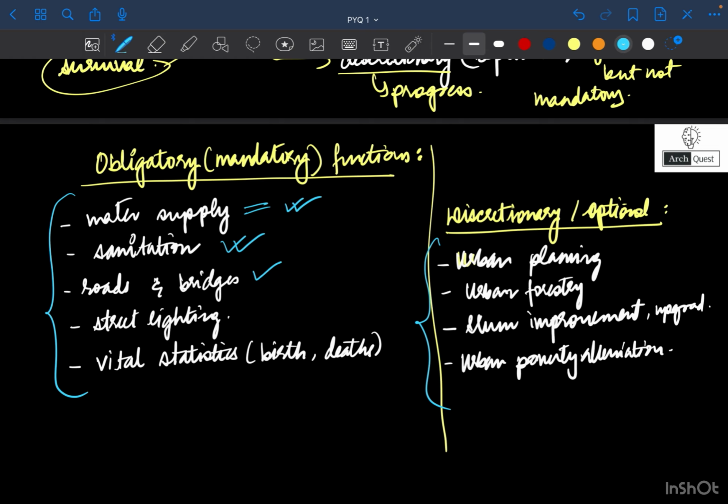Sanitation, same thing. Bridges, same thing. Lighting, if there's no light, there would be a lot of crime. It won't be safe. So again, it's very mandatory. So all of these, even this data has to be there. Take a note of this.